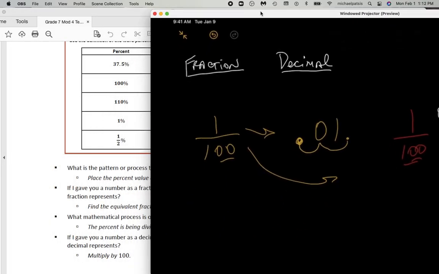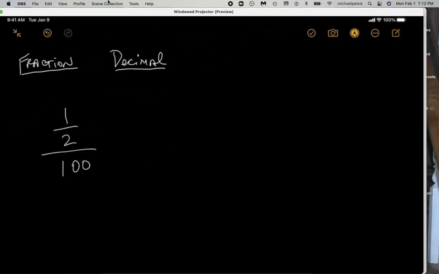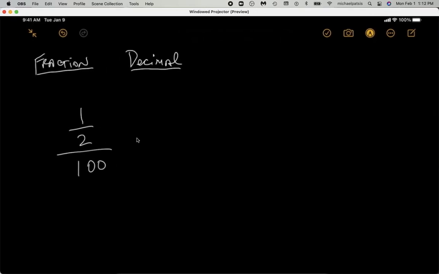Okay, last one, a little bit trickier. 0.5%. Okay, first thing we do, because of that percent sign right there, we divide this by 100. So we take away the percent sign and we change this to 1/2 over 100. Okay, now, what do we do with 1/2 over 100? How do we simplify that?